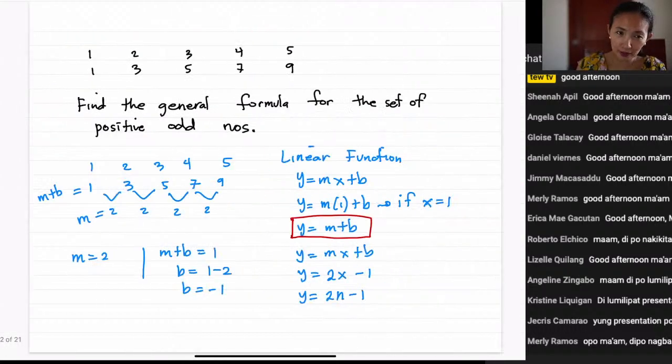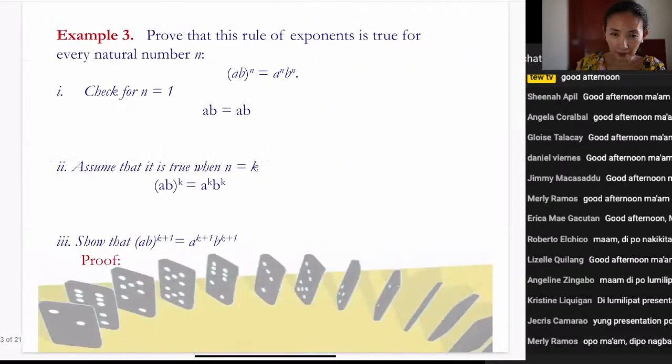Other questions, by the way? Wala? Next. Example number 3.